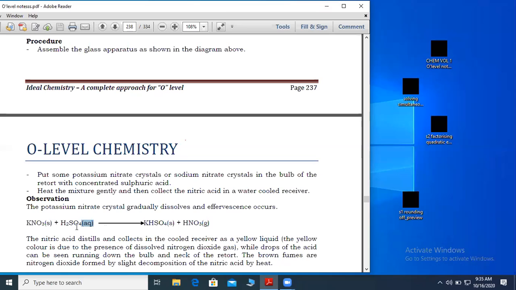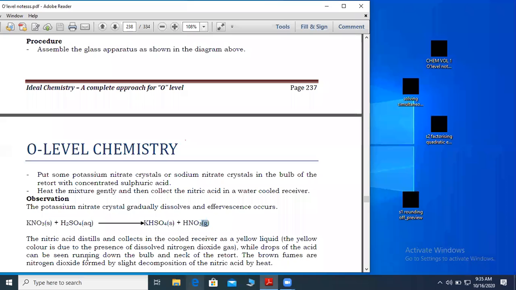So here sulfuric acid is supposed to be a liquid. However, if you use sulfuric acid as aqueous, that means when it is dissolved in some water, then the states here should be aqueous, and this should also be aqueous. I repeat, when you use the state of liquid for sulfuric acid, then the products should be solid and gas for nitric acid. But when you use aqueous, then the products should be aqueous, all of them.